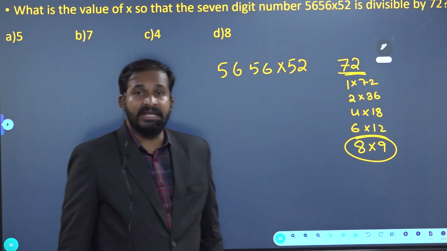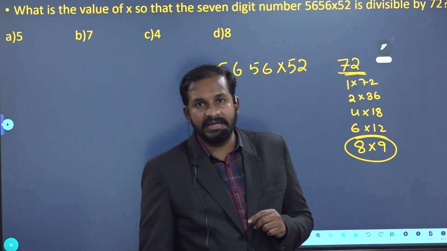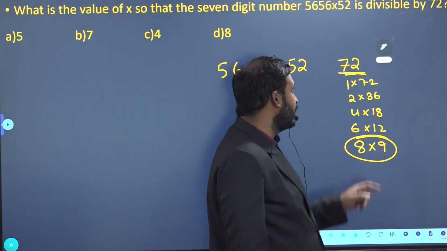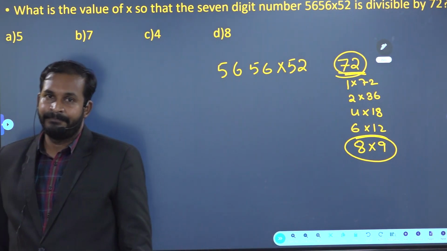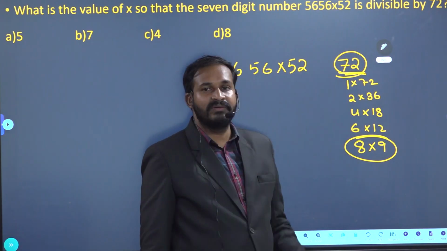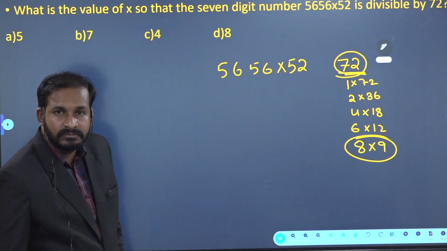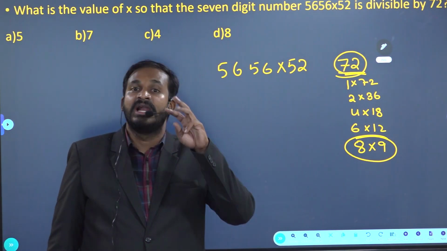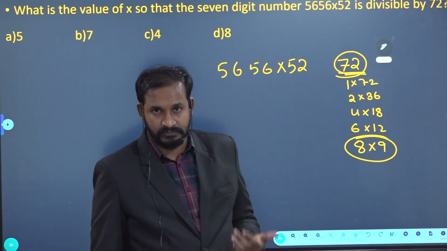That means any number which is divisible by both 8 and 9 will definitely be divisible by 72. Now what is the divisibility rule of 8? We know. The last 3 digits should be divisible by 8, or the last 3 digits can be 0.